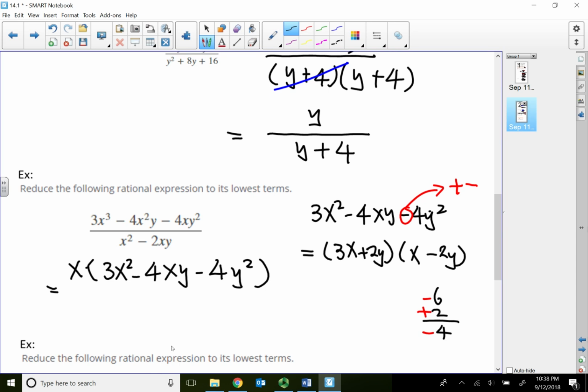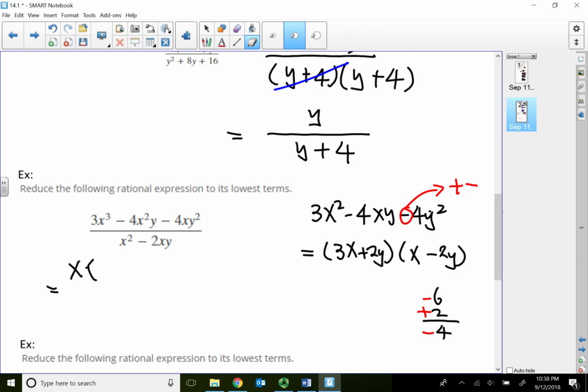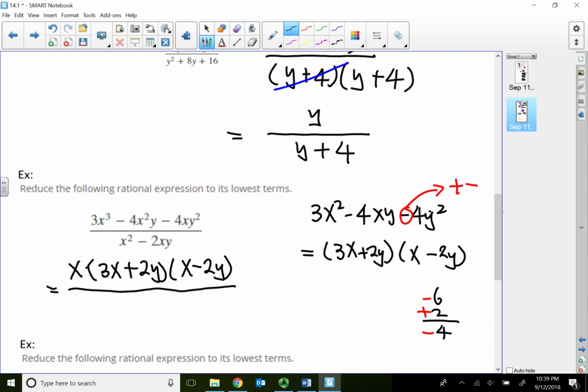All right, so if you don't mind, I'm going to erase this part because I already factored it right here. I'm going to keep this part kind of clean. So once I factor out my x, then the trinomial that was in the parentheses can be factored again into 3x plus 2y times x minus 2y over this denominator. I think I can just factor out an x, so that should give me x minus 2y.